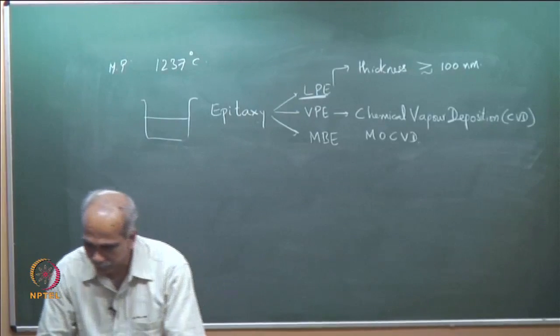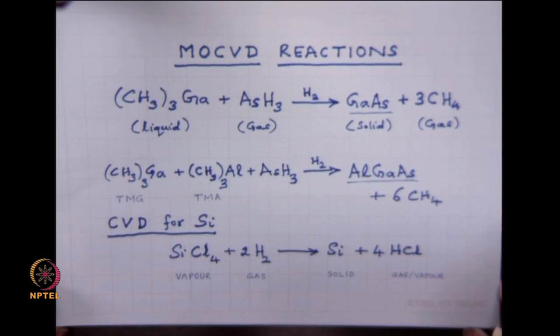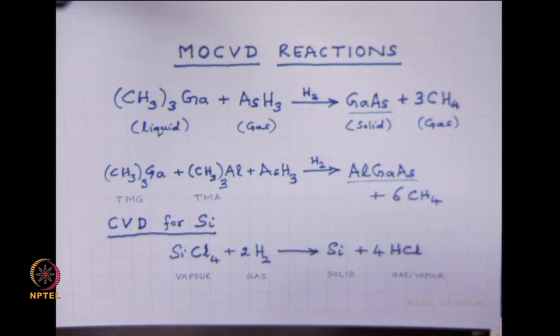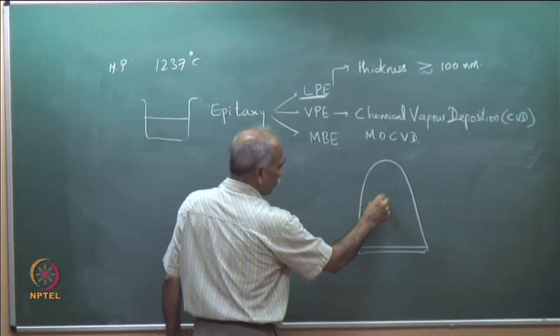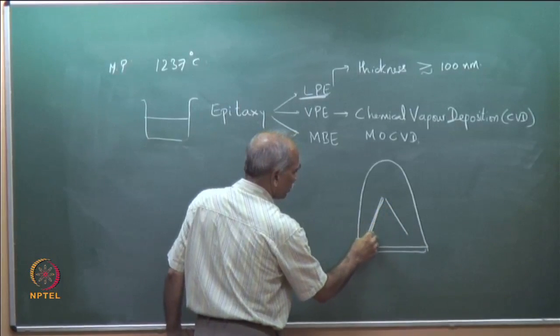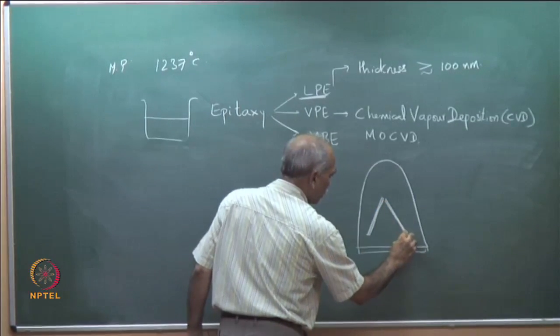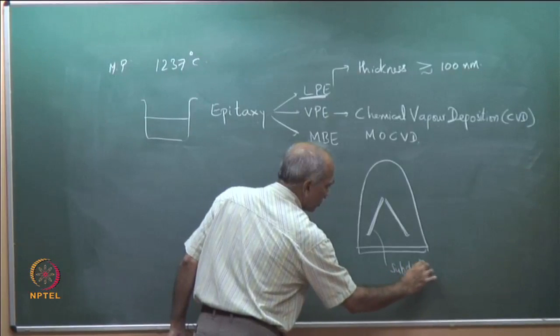This is an interesting technique. Let me give you some equations that describe deposition of gallium arsenide and aluminum gallium arsenide layers using the MOCVD reaction. You have a reaction chamber. This is a reaction chamber in which there are substrate holders.